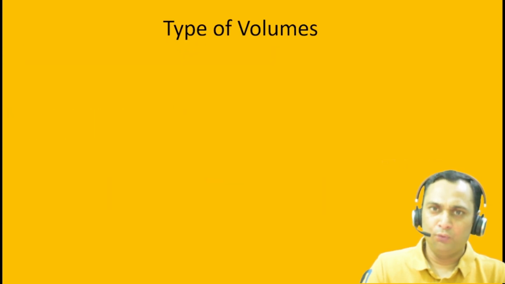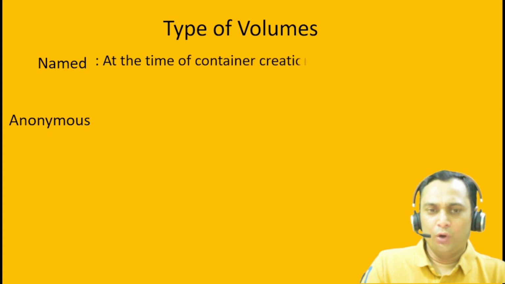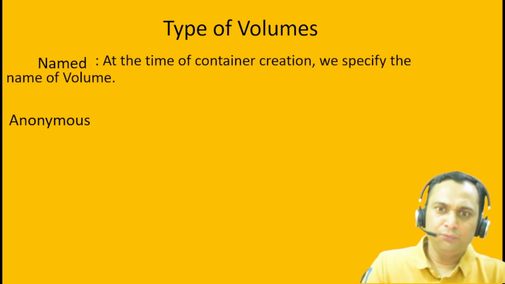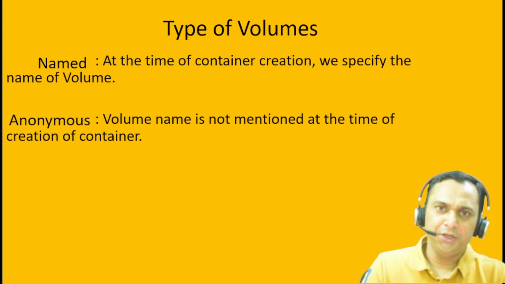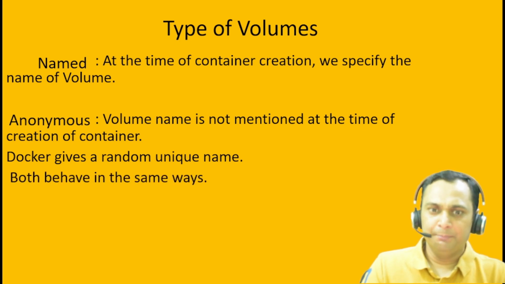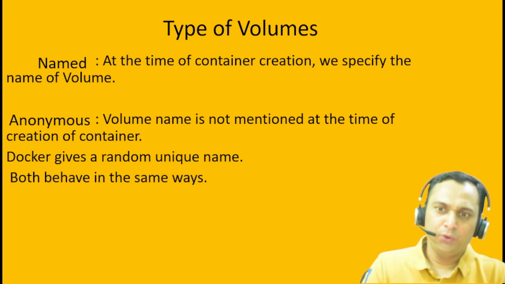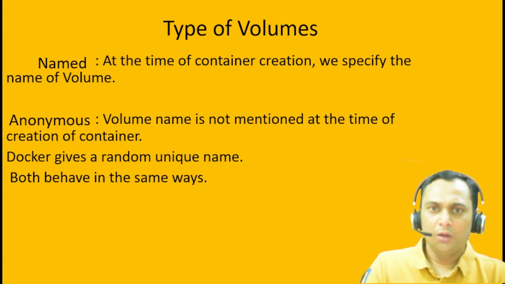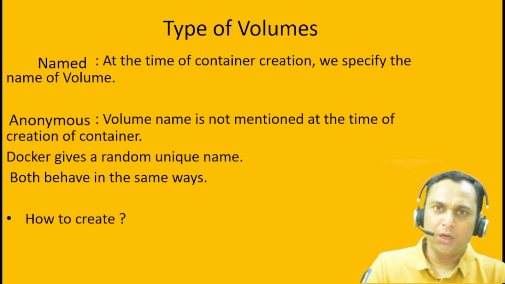So, types of volume. There are two types of volume. One is named and the second one is anonymous. In a named volume, at the time of container creation, we specify the name of the volume. In an anonymous volume, the volume name is not mentioned at the time of creation of the container. Docker gives a random unique name. Both behave in the same way. It's up to you whether you want to give the name or not.